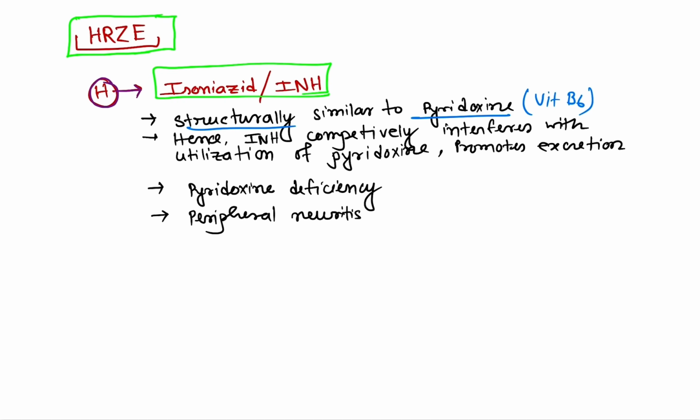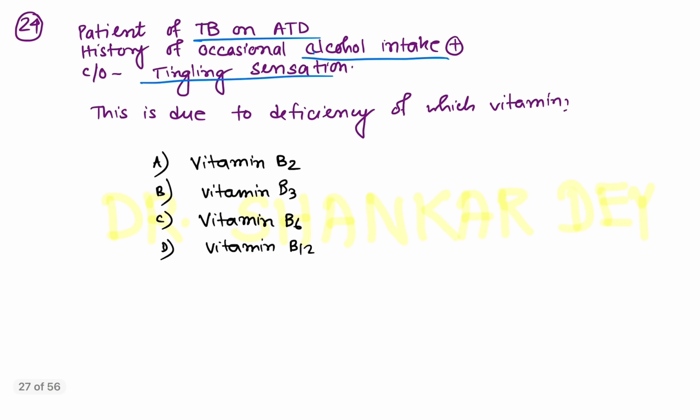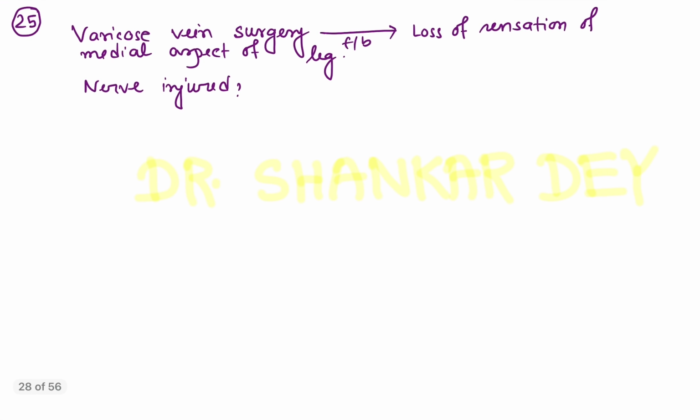That's why isoniazid competitively interferes with utilization of pyridoxine and promotes excretion of pyridoxine. That causes pyridoxine deficiency followed by peripheral neuritis. So this is due to deficiency of vitamin B6. The anti-tubercular drug isoniazid causes vitamin B6 deficiency, which causes peripheral neuritis. So the answer is vitamin B6 or pyridoxine. That's why during continuation of ATT, a prophylactic pyridoxine dose is usually given to all patients with TB.